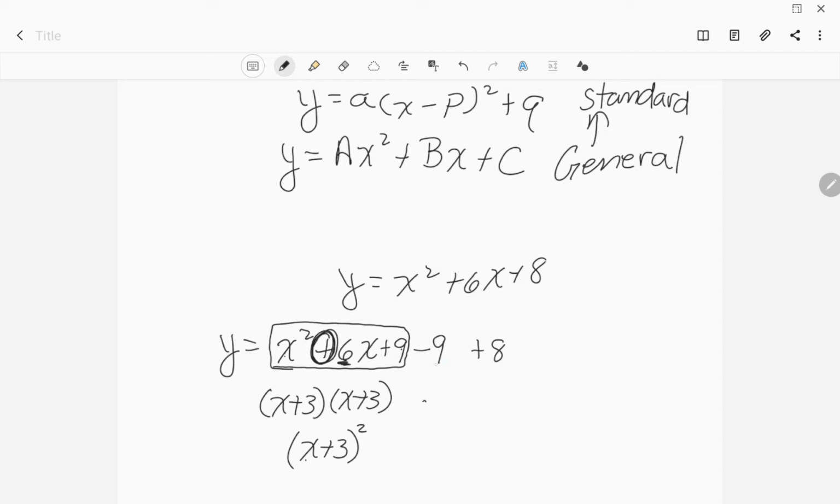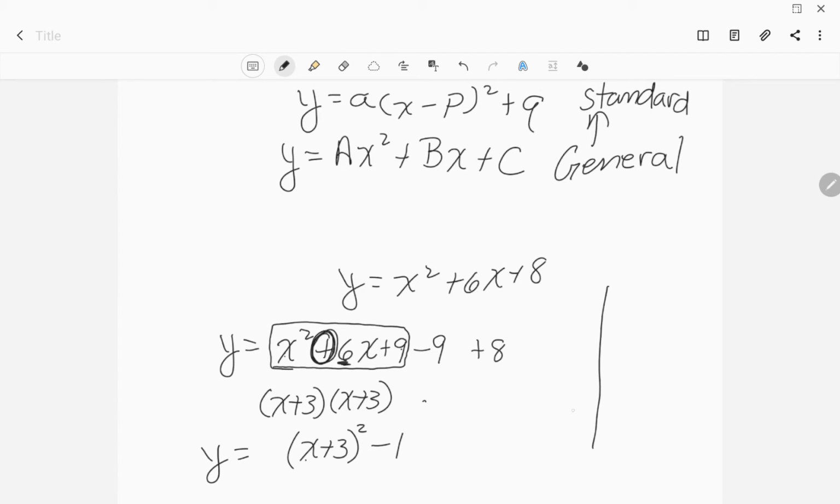Now, I still have the negative 9 and the plus 8 I haven't done anything with. So combine those. Negative 9 plus 8 is minus 1. So my equation is y is equal to x plus 3 squared minus 1.